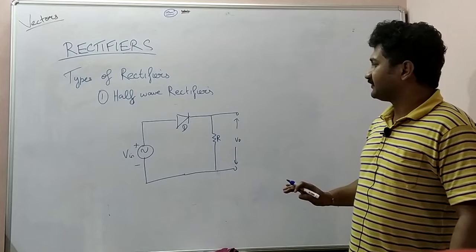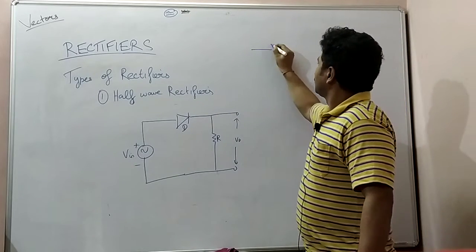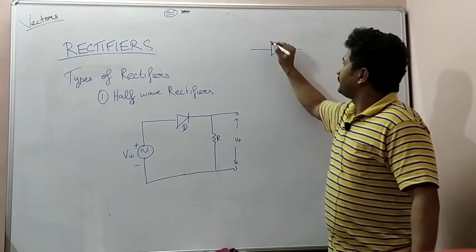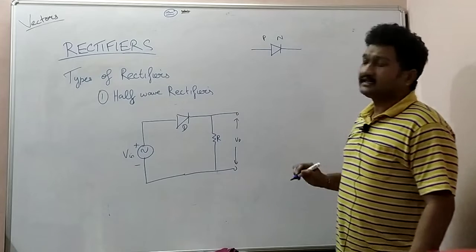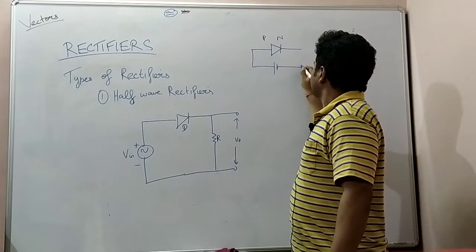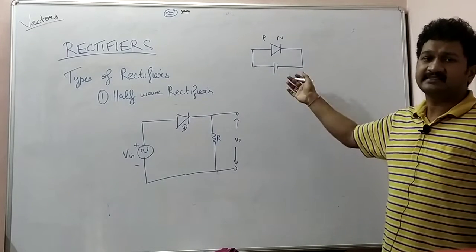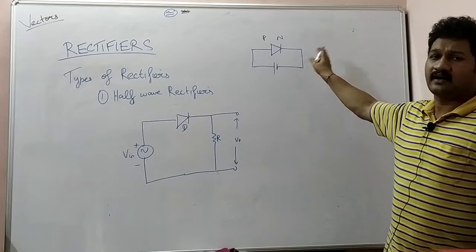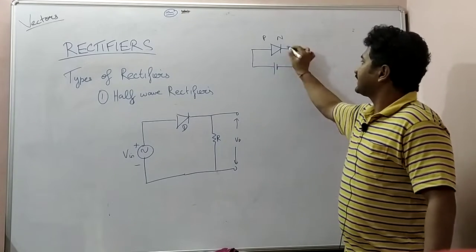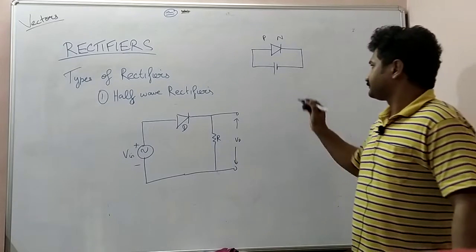In this half wave rectifier, when you consider diode only, we know about the working principle of a PN junction diode. It conducts in forward bias condition. A PN junction diode conducts in forward bias condition. When I say conducts, it means it conducts current. For it to conduct current, the positive terminal should be connected to positive and negative should be connected to negative terminal.